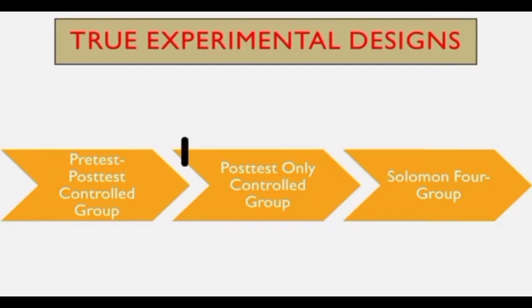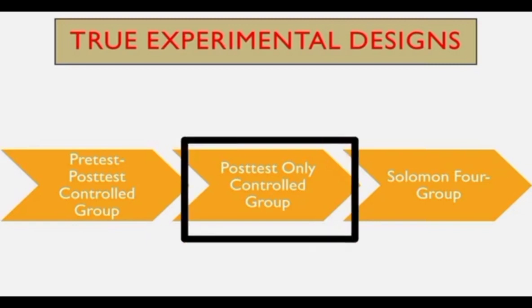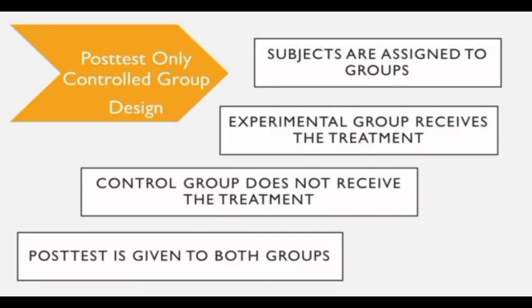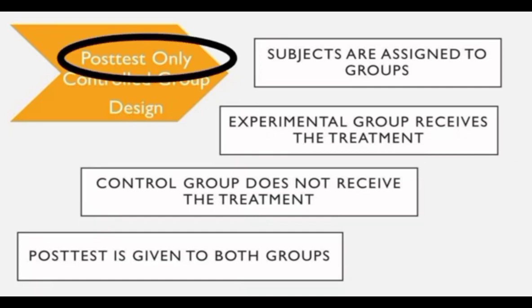So now let's talk about the post-test only control group design. In the post-test only control group design, this is what is inside. First, subjects are assigned to groups. Second, the experimental group receives the treatment. Third, the control group does not receive the treatment. And fourth, a post-test is given to both groups. What we have noticed is that this type has no pretest to be given to the experimental and to the control group.